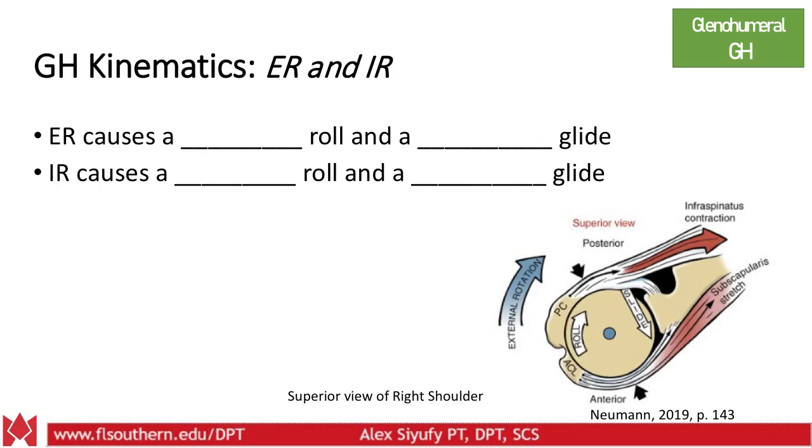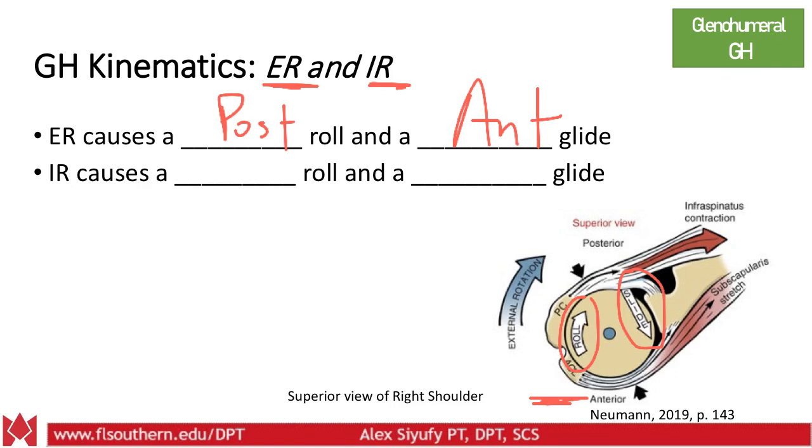And then the last two motions that we're most interested in, the glenohumeral joint, are the external and internal rotations. If you're taking an aerial or superior view of the shoulder joint, you can see that the slide, as pictured here, or glide and roll do occur in opposite directions. So external rotation does cause a posterior roll and an anterior glide, whereas internal rotation causes the opposite, an anterior roll and a posterior glide.